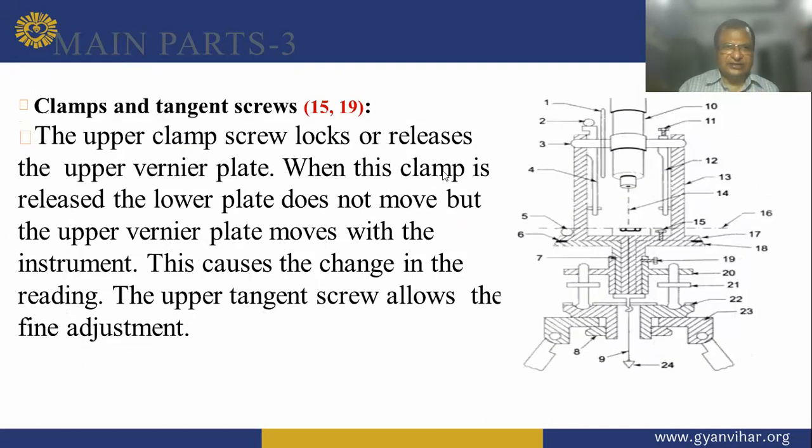Now this is clamp and tangent. This is main part 3. The upper clamp screw locks or releases the upper vernier plate, and when the clamp is released, the lower plate does not move, but the upper vernier plate moves with the instrument, and this causes the change in the reading. The upper tangent screw allows the fine adjustment.